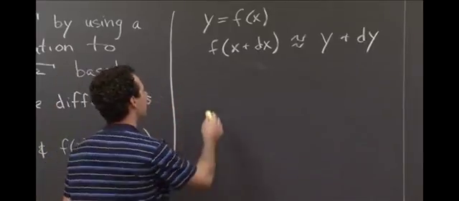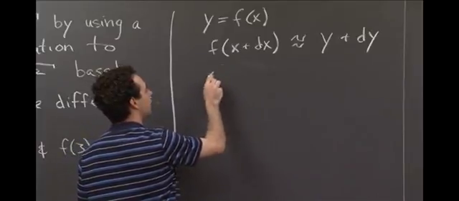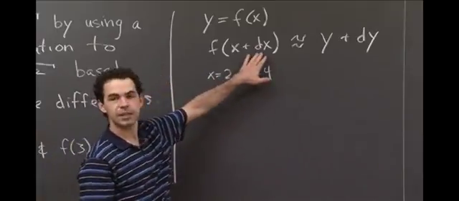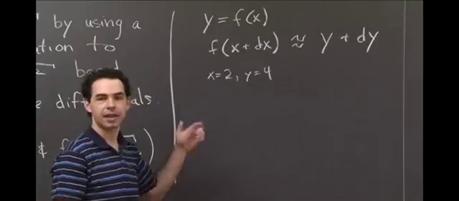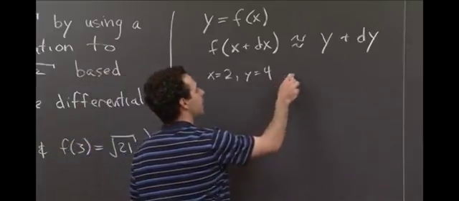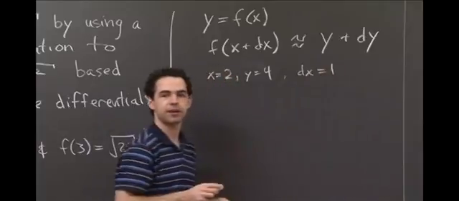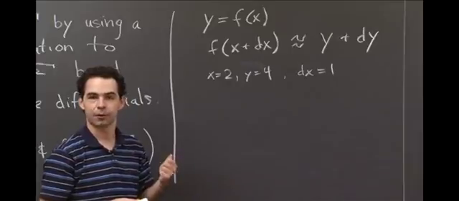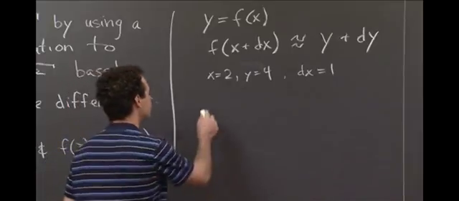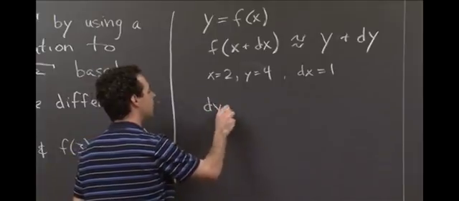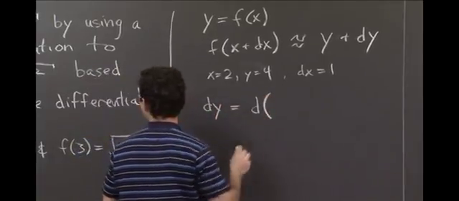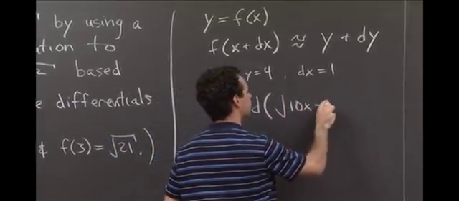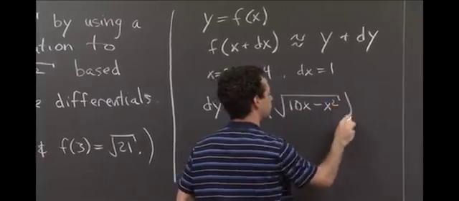In our case, the point we want is x equals 2 and y equals 4. We know what dx is also, because we want the approximation at the point 3. So we want dx to be equal to 1 for this approximation. And so the question is, what is dy going to be? That's the value that we're after. It tells us how much the function value changes. To compute dy, dy is the differential of the function, so this is d of the square root of 10x minus x squared.